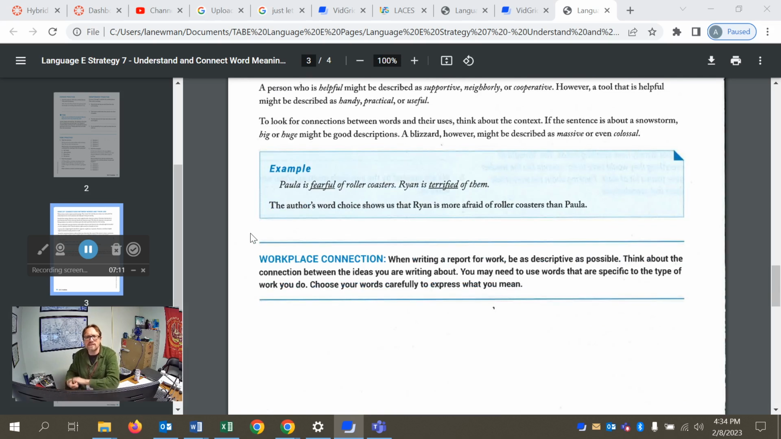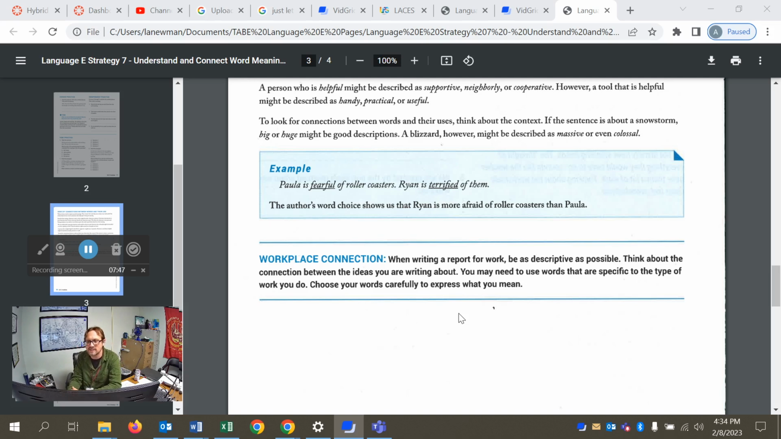Okay, Paula is fearful of roller coasters. Ryan is terrified of them. And so what we're supposed to see here is, Paula didn't really like roller coasters. She has some fear. But Ryan, his terror is on a whole other level than Paula's. He's much more afraid of them. Fearful and terrified are very similar words. Terrified is certainly much more intense. But be aware that those small differences in words can communicate a big difference in meaning.